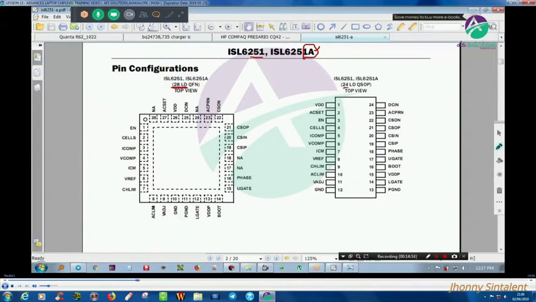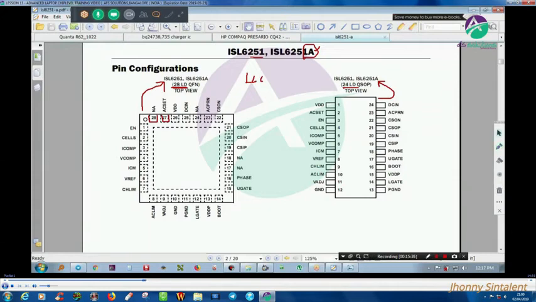pins, and here you have 24. What are these? It is called LCC. LCC means leadless chip carriers. This IC doesn't have any legs, but it has soldering pads on it. These all are the soldering pads. Understood? So we have 28 legs as well as 24 legs. The 28 legs represent ISL6251, and the 24 legs represent 6251A. So this part is clear.